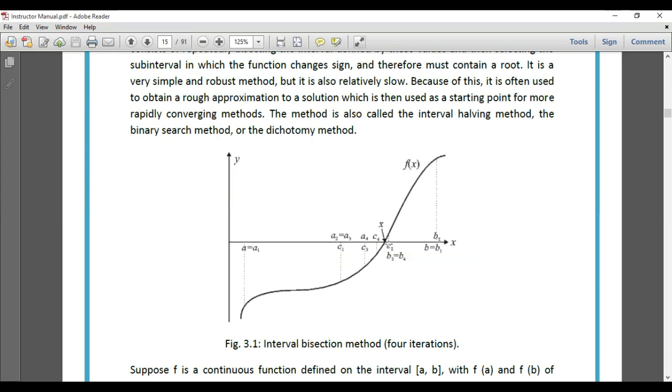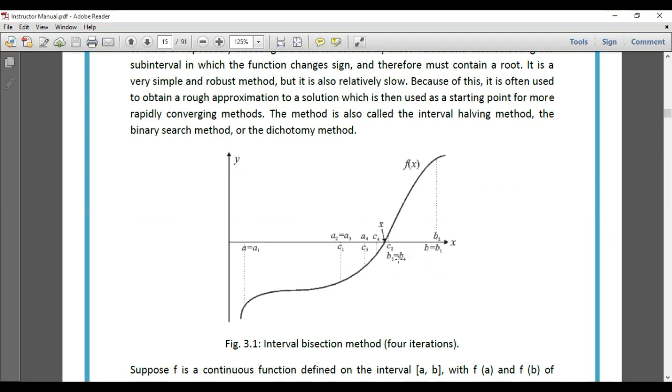Now we check whether our solution lies in this range or in this range. Clearly the value of the function at point c2 is positive and at point b2 is also positive. It means the solution doesn't exist in this region, and the solution essentially exists between points a2 and c2. So this will be our a3 and this point will be our b3. Now again we take the average of points a3 and b3 and we get c3. Again we check the region in which our solution exists. Clearly the solution exists in this range, and you can see this is the actual solution x, and we are slowly approaching our accurate solution.